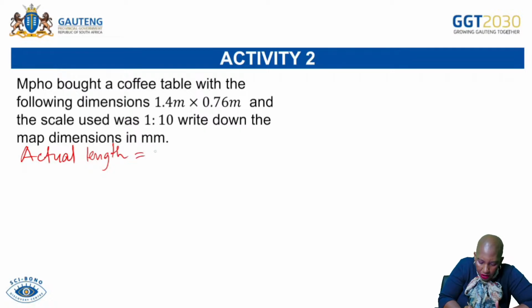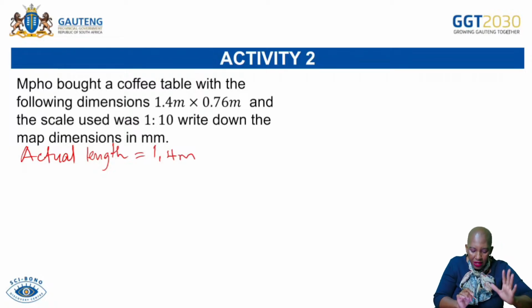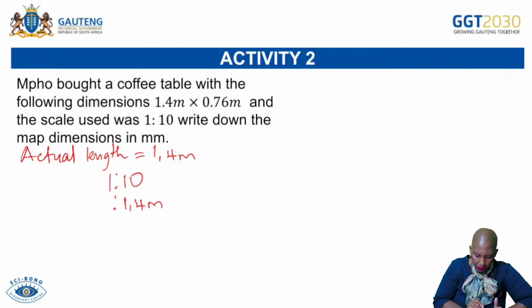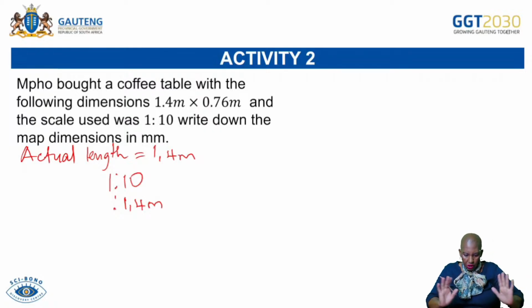The actual length is equal to 1.4 meters. And then the scale, now we have to use the scale to get the map distance. Then we say 1:10. And then what we are given is the 1.4 meters. Now here, boys and girls, as you can see, I'm going to use my scale.